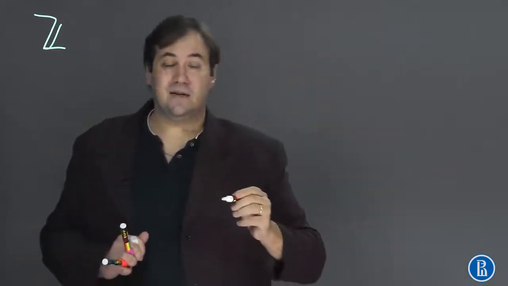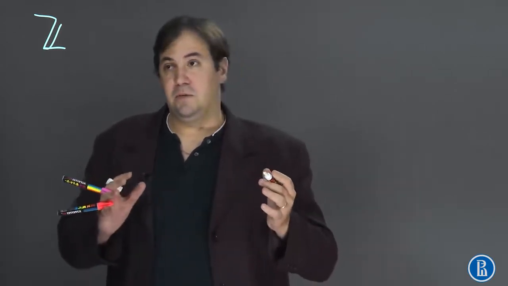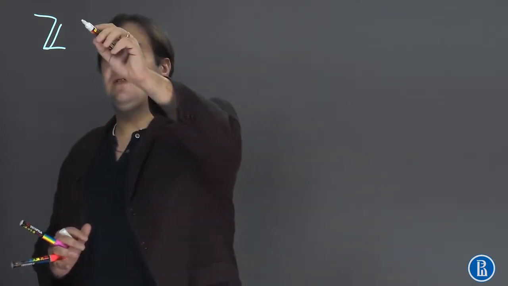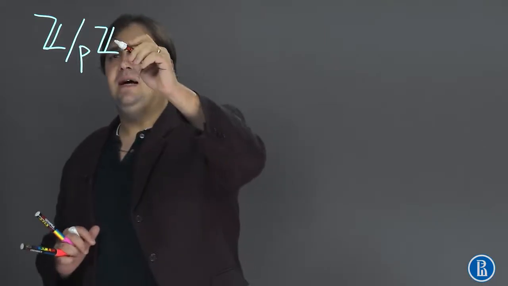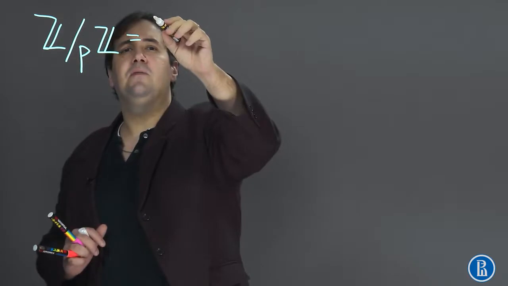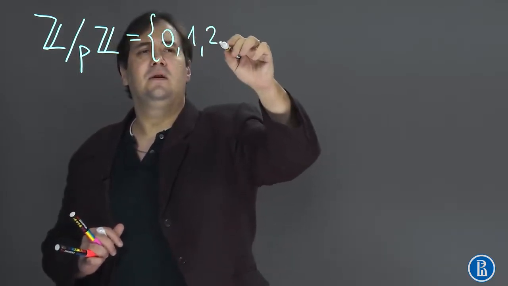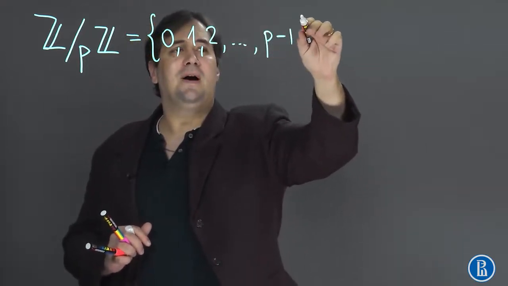We consider the set of remainders modulo a prime number. We denote this set as Z over pZ, where p is the prime number. And not all of them are interesting to us. However, the complete set looks like this: 0, 1, 2, and so on, p minus 1.